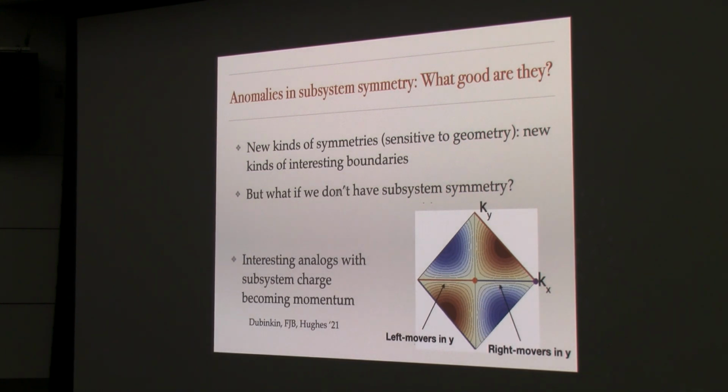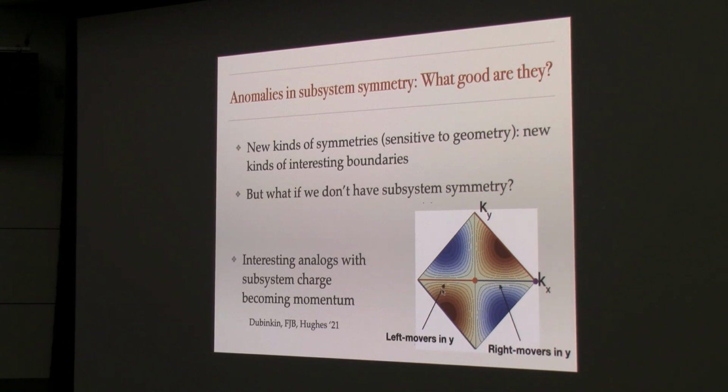A second context in which we find analogs in much more pedestrian systems of these anomalous subsystem symmetries is when you start thinking about not just conservation of charge, but conservation of momentum. And so in particular, I wanted to talk about this subsystem version of the axial anomaly, which has a very nice analog in systems of free fermions.